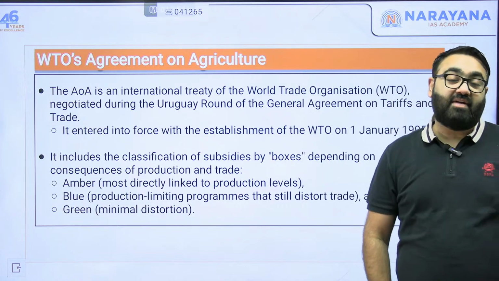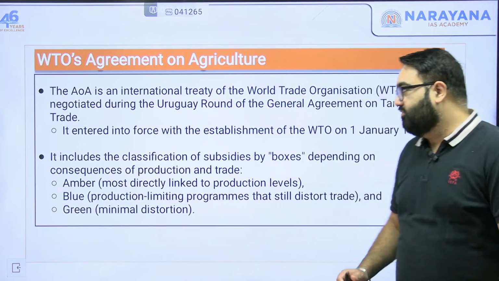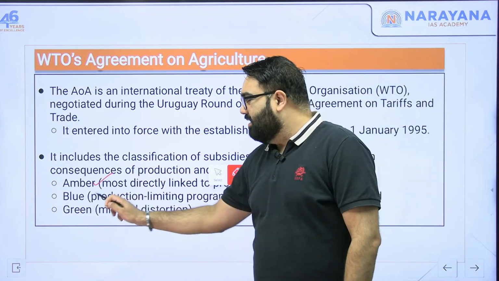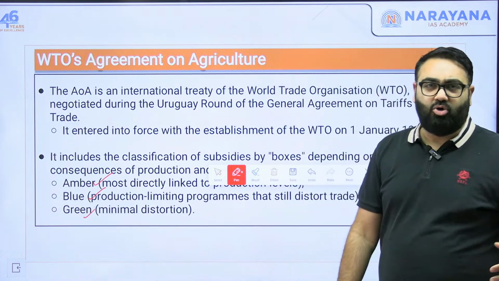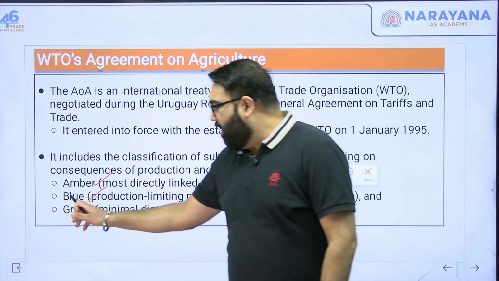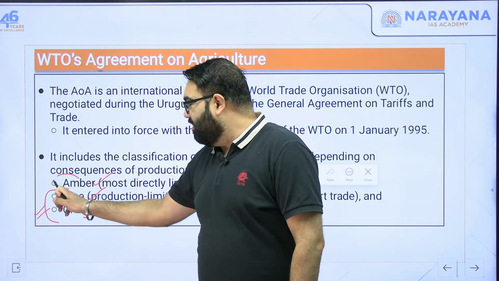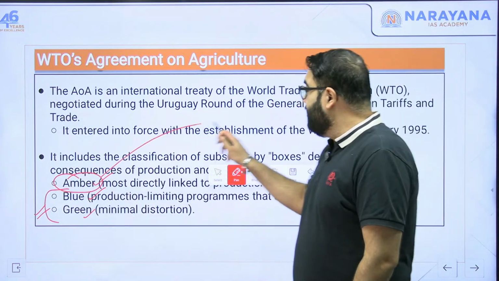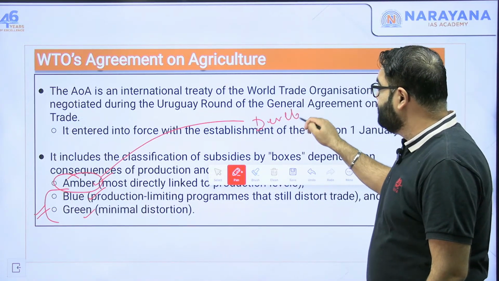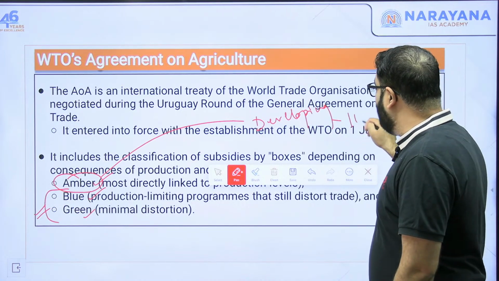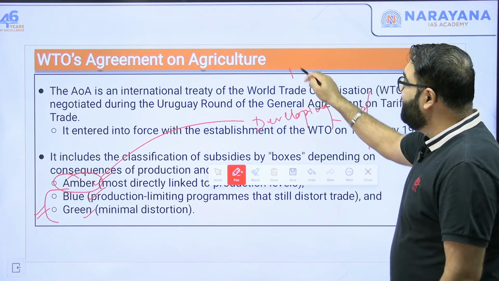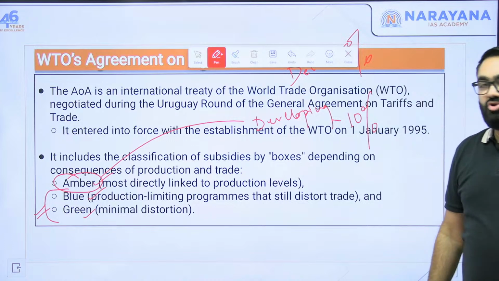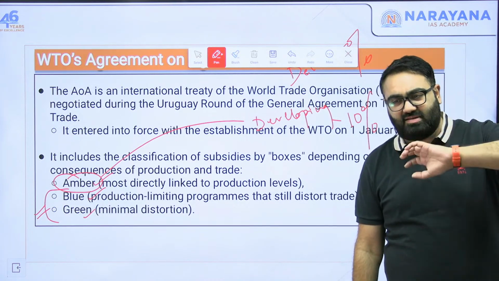WTO says that in the field of agriculture, there are 3 types of subsidies. You all would have read about this. As per WTO, the 3 types of subsidy in agriculture are amber subsidy, blue subsidy, and green subsidy, or amber box, blue box and green box. While blue box and green box are allowed, amber box subsidy has to be restricted. Restricted how? As per WTO, developing countries can only give 10% of their production value as subsidy, while developed countries can give 5% of their production value as subsidy. So whatever you produce, 10% of that can be the subsidy bill.